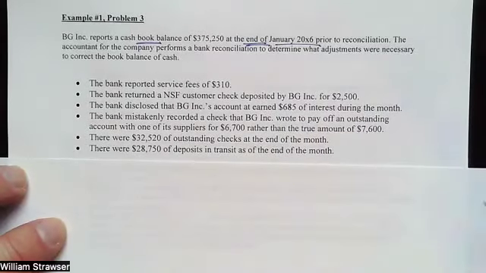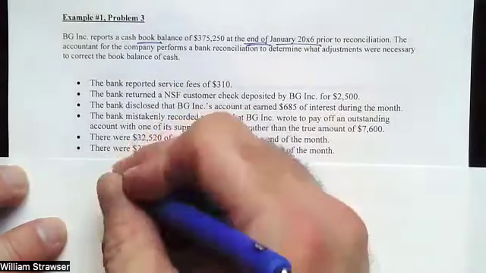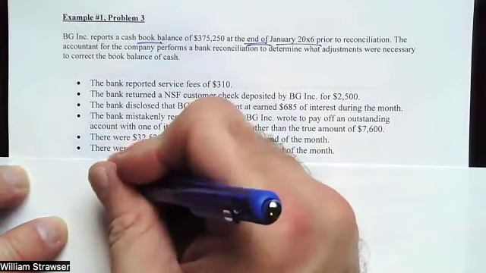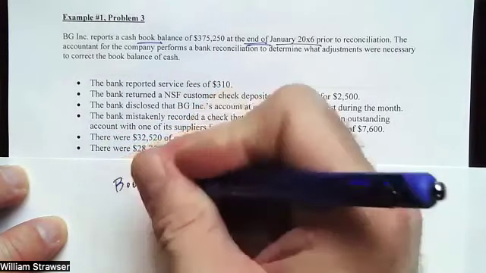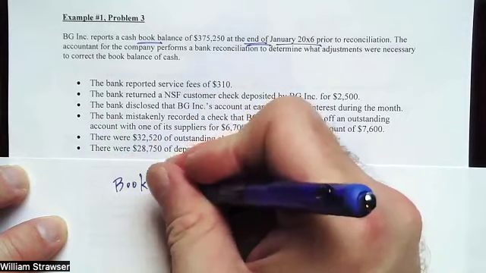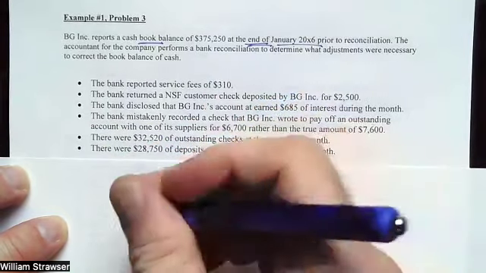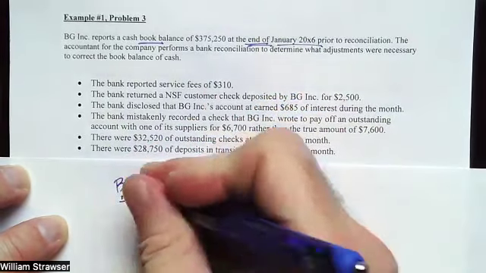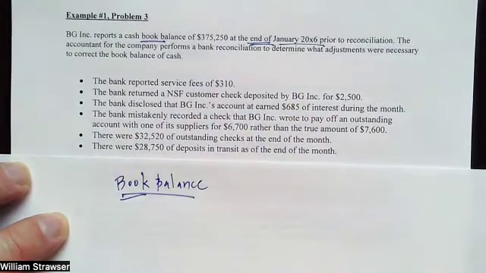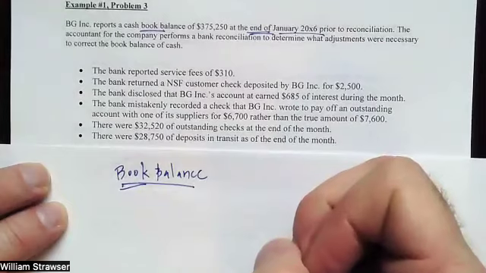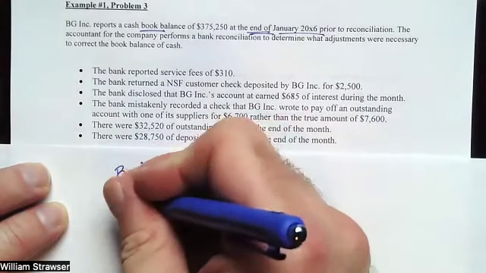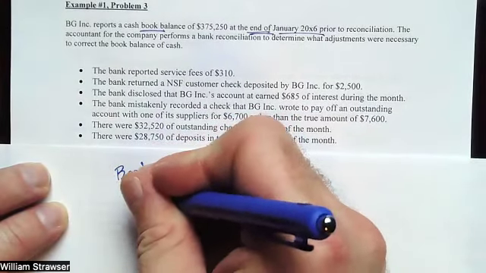So we are at the end of the period, and that's fine to just go ahead and launch into the reconciliation because we're at the end. If we were at the beginning, we might have to catch the account up to the end of the month and then do the reconciliation. So we're on the book balance of 375,250.